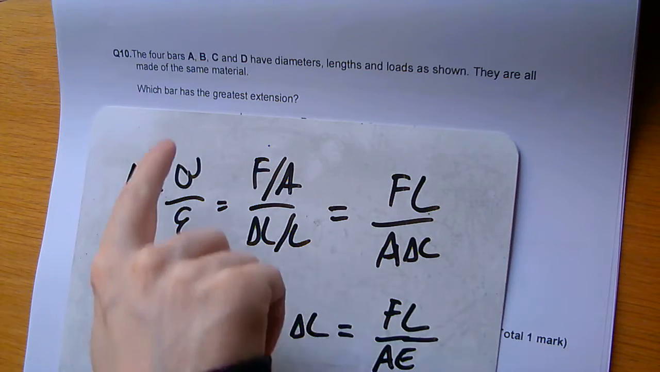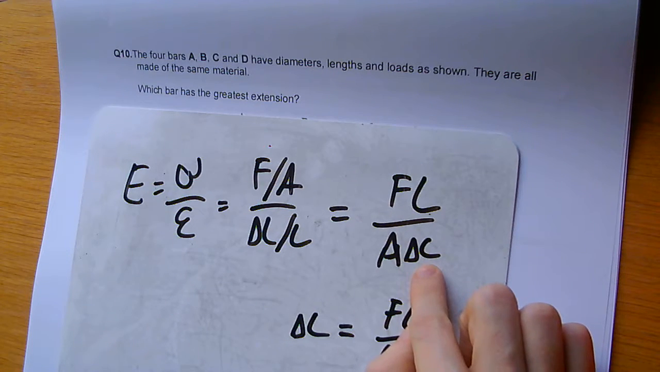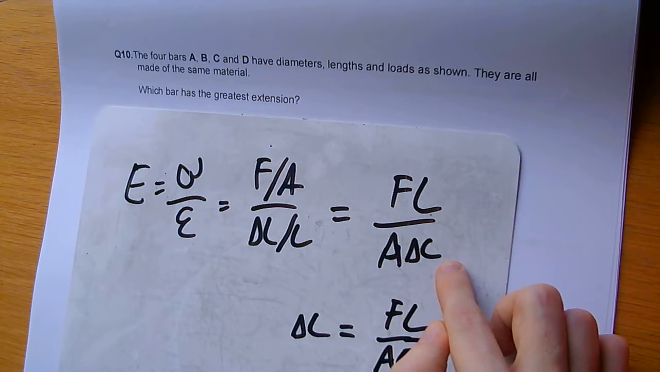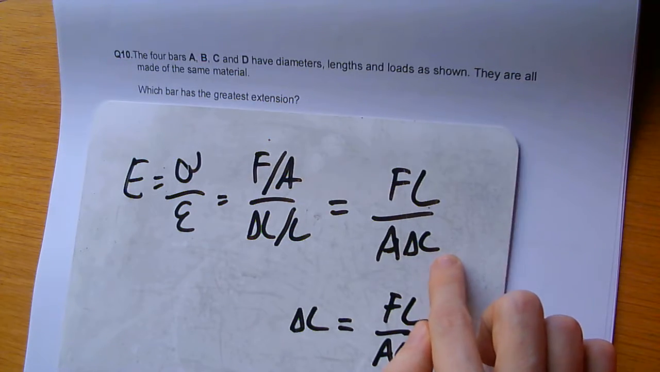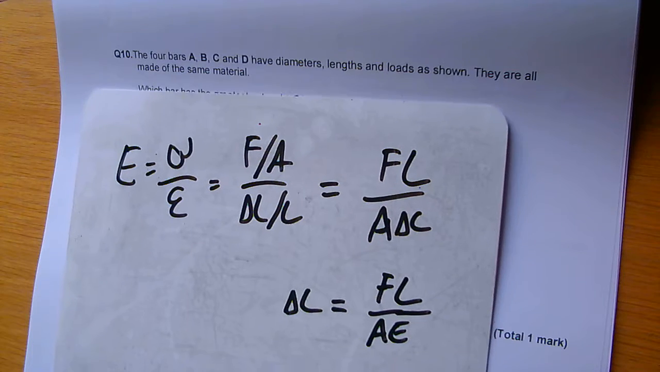Now we're trying to work out which one has the greatest extension. We're going to try and work out how big delta L needs to be. So if I know that E is FL over A delta L, then I can do a bit of rearranging. Multiply both sides by delta L and divide both sides by E, and I'll end up with this equation here. Delta L is FL over AE. So the extension is the force times the length divided by the area and Young modulus.